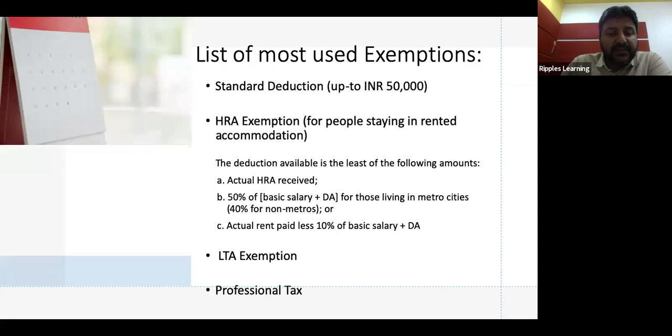Then you have LTA exemption and professional tax exemption, right? So these are some exemptions that people take. Whatever professional tax you are paying, you deduct it from your net earnings and then you pay tax. So let's say your earning is 10 lakhs. Now the standard deduction of 50,000 you deduct. Then let's say HRA also is 50,000, you deduct another 50,000, it becomes 9 lakhs. Then you have LTA of let's say 20,000, so you deduct another 20,000, and you have professional tax of another 20 or 30. So from 10 lakhs, it now becomes 8.5 lakhs considering these exemptions, right?